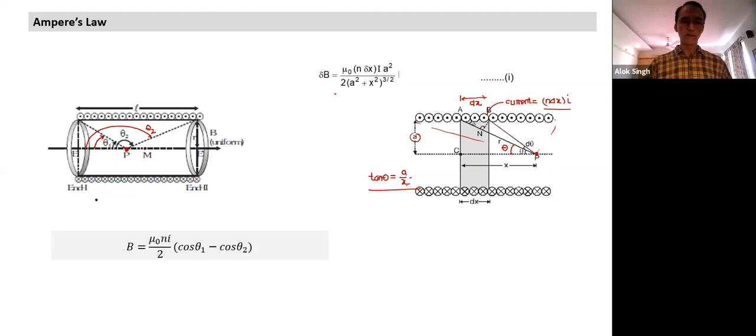What happens if it is a very long solenoid? What will be cos theta 1 and cos theta 2? What will be theta 1 and theta 2? If the solenoid is very long, as the length increases, theta 1 will keep on decreasing and tend to 0, and theta 2 will tend to 180 degrees, because both are measured from the same direction. If theta 1 goes to 0 and theta 2 goes to 180, it reduces to the same formula, mu naught Ni.